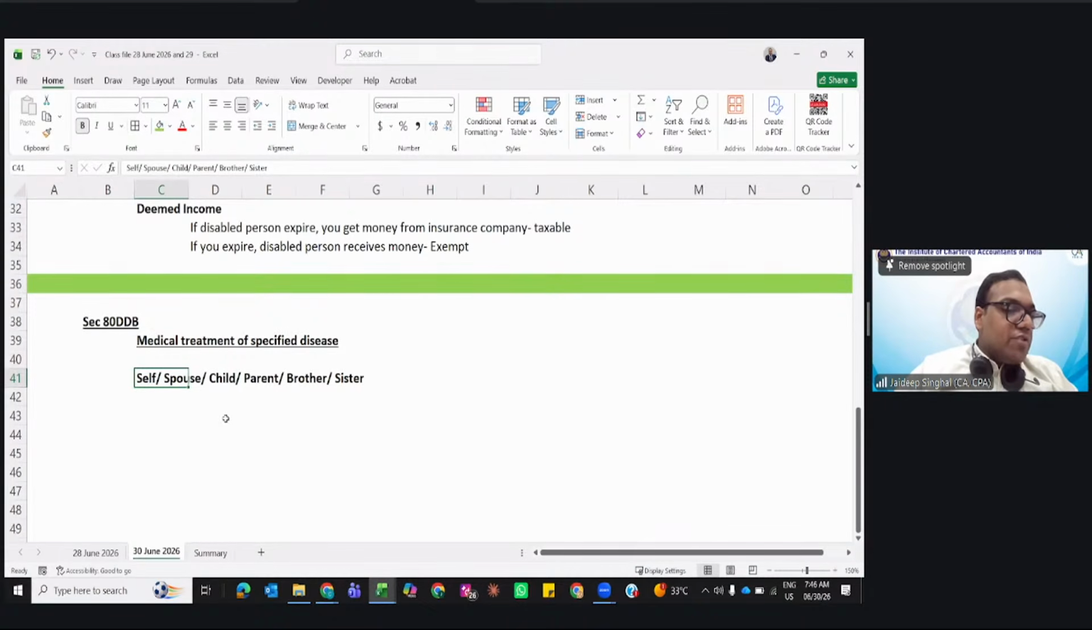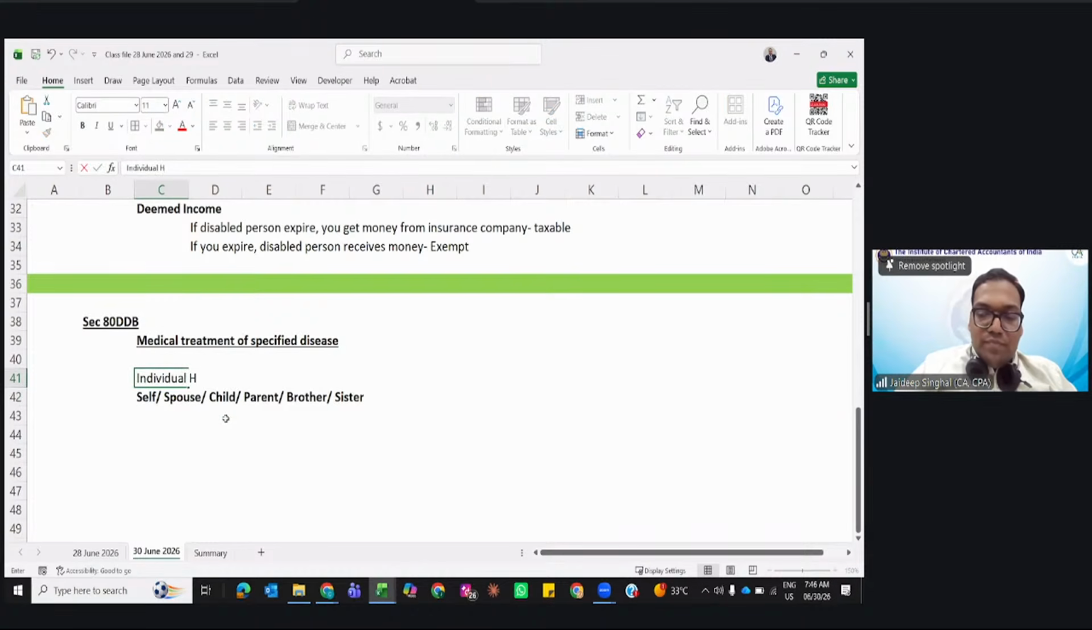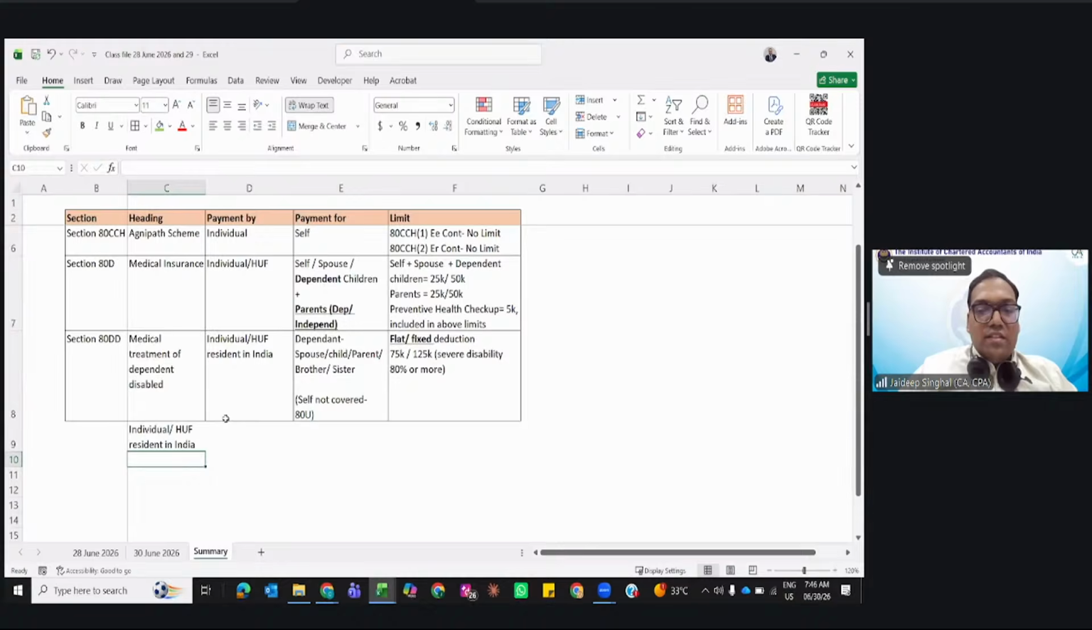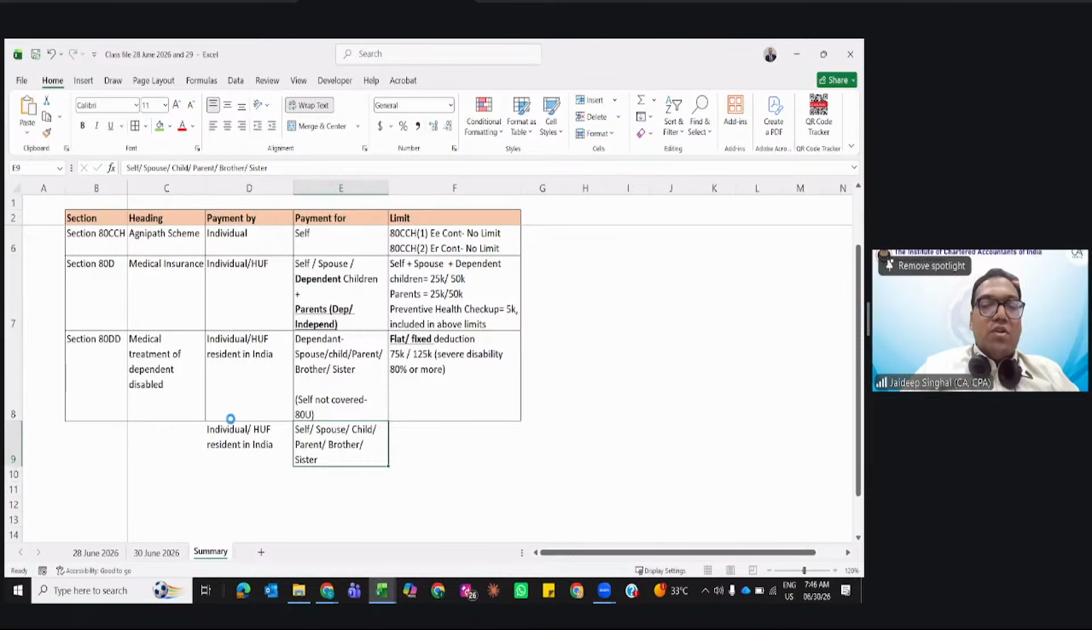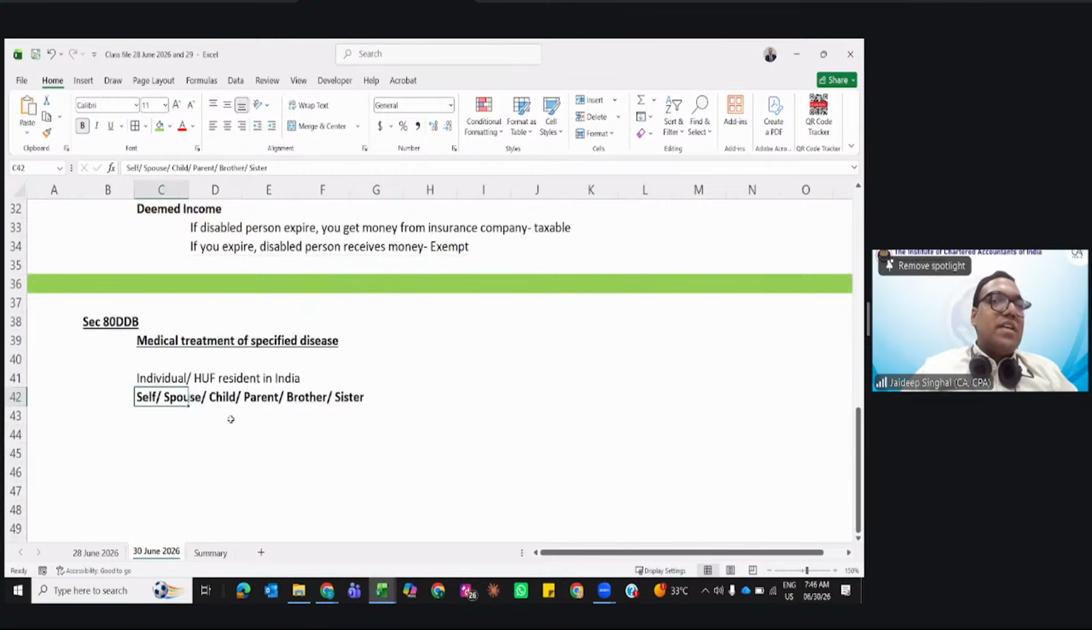Now, it is for the individual or HUF resident in India. Who can claim this deduction? Individual or HUF. HUF means any member of the HUF. When is HUF treated as resident in India? Can anyone tell me? When the Karta is in India, control, right? We see the control. Where the Karta is there, Karta of the HUF. Next.